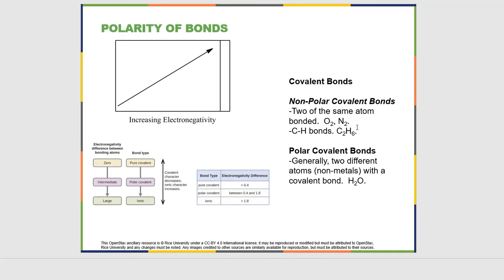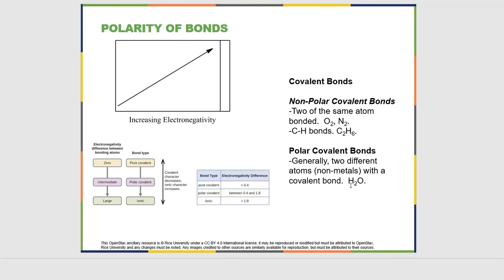There are occasional cases where the difference in electronegativity is very small. We're not going to consider those cases here. So two different atoms with a covalent bond, nonmetals, like in water: the hydrogen-oxygen bond, oxygen is partially negative and hydrogen is partially positive. If this isn't enough of a review for the polarity of bonds, I suggest going back to a few sections ago, where we covered the polarity of bonds.